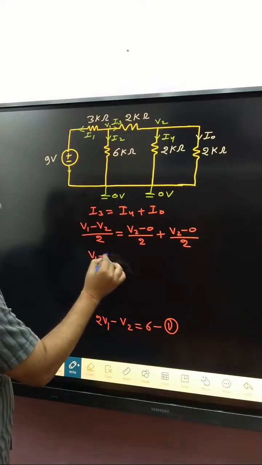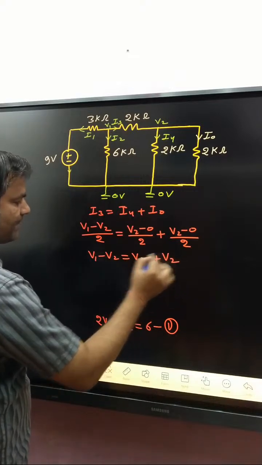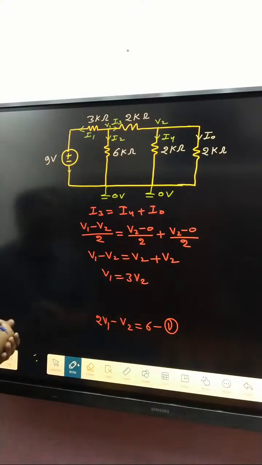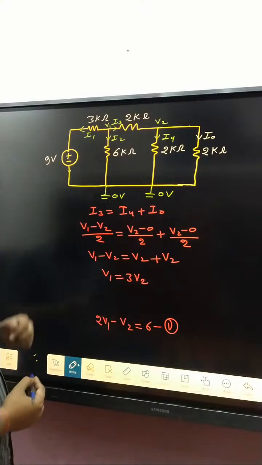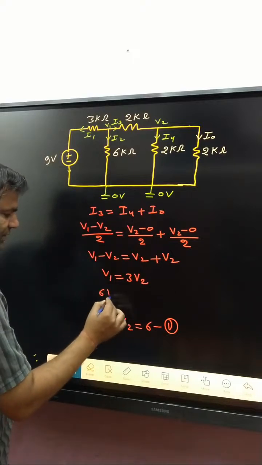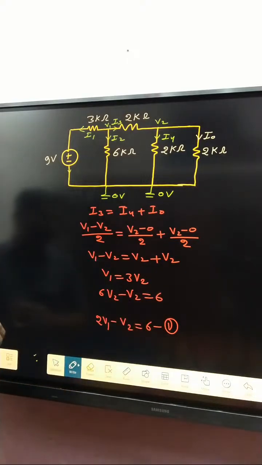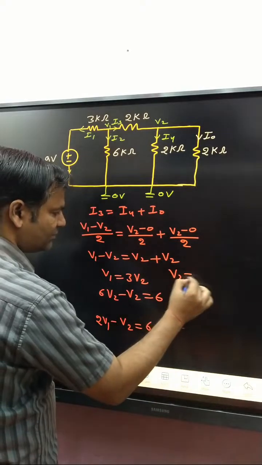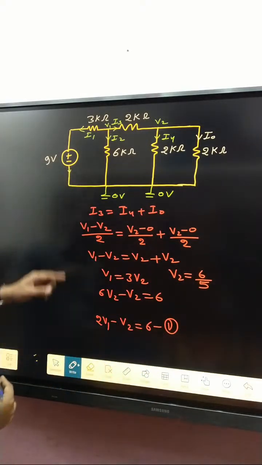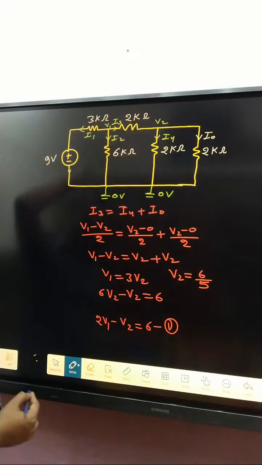So V1 minus V2 will equal V2 plus V2. So V1 will equal 3 times V2. Now put that value here, then we get 6V2 minus V2 equal to 6. So 5V2 equals 6, basically V2 will equal 6 by 5. Recheck again: I3 is equal to I4 plus I0.